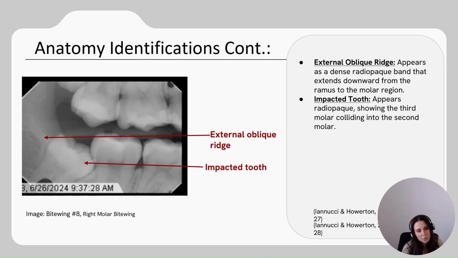This next dental image is the bite wing image number 8, which is the right molar bite wing. Following along with the red arrows as well, starting with the external oblique ridge, it appears as a dense radiopaque band that extends downward from the ramus of the molar region. And then next is the impacted tooth, which is tooth number 32 on this image. It appears radiopaque, showing the third molar colliding into the second molar.